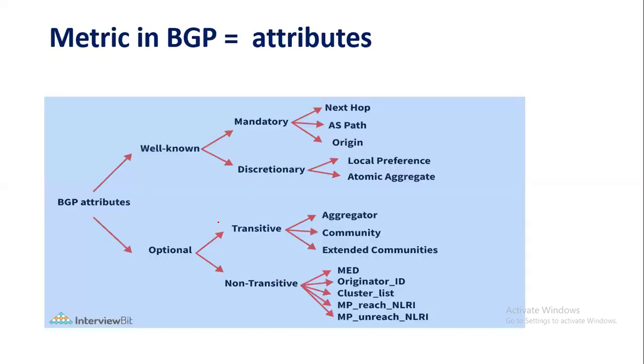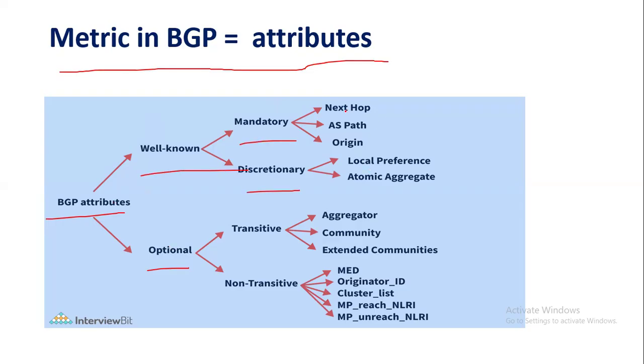Okay, the next feature is the metric in BGP, which is attributes. There are multiple BGP attributes: well-known, optional, mandatory, next hop, path, origin, local preference. There are multiple attributes that help with complex networks, and they are totally defined. Also aggregator, community, and extended community, meaning transitive as well as non-transitive. We'll see the attributes in the upcoming slides while doing the lab. So that is the thing.